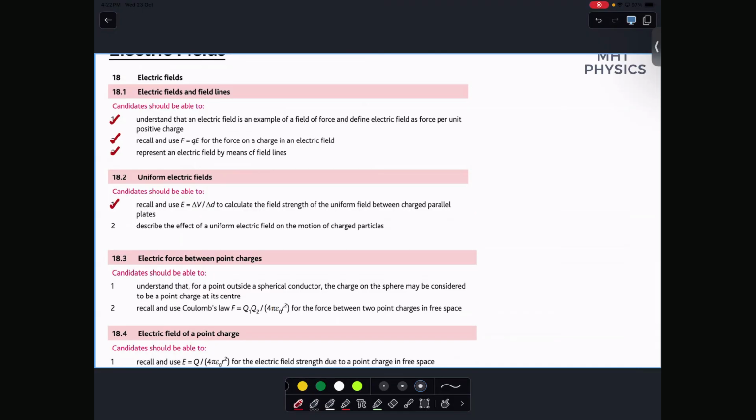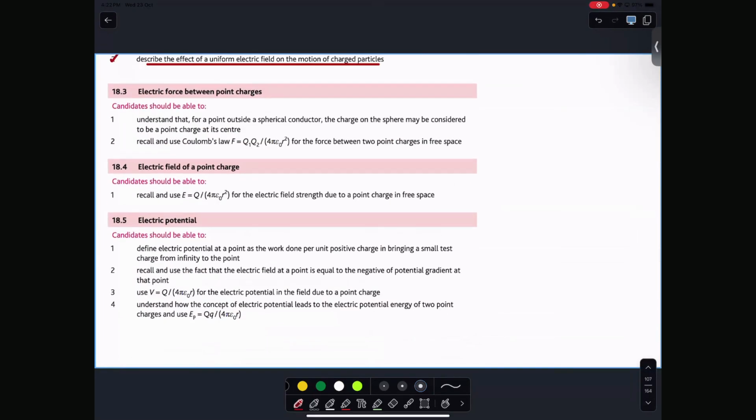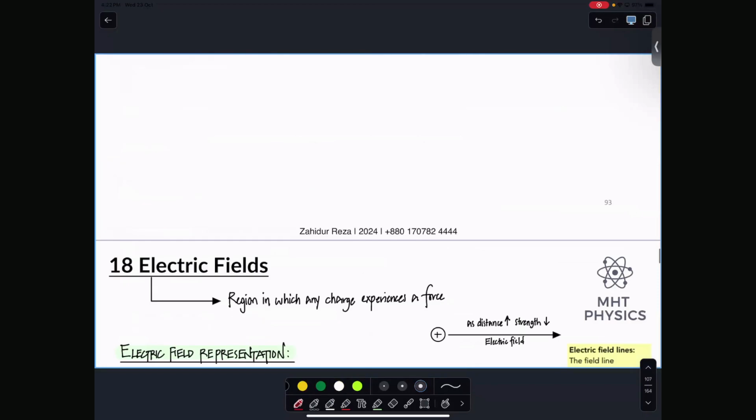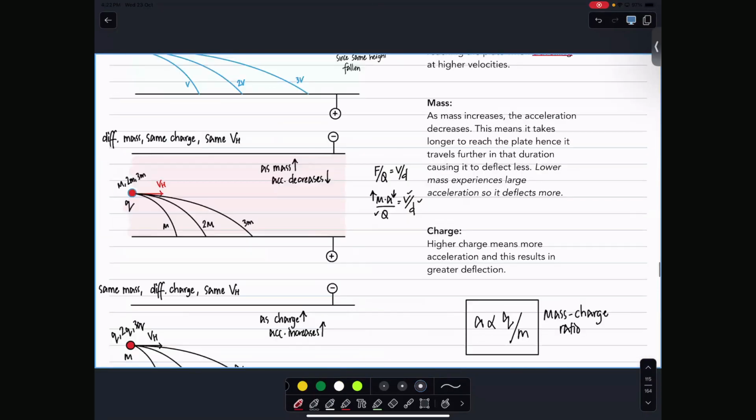Describe the effect of uniform electric field on motion of charged particle. This is their way of saying projectile motion. So basically how projectile motion type questions would show up will be based on this point. We have the rest to ask, but before that, there's an issue that they sometimes bring up.